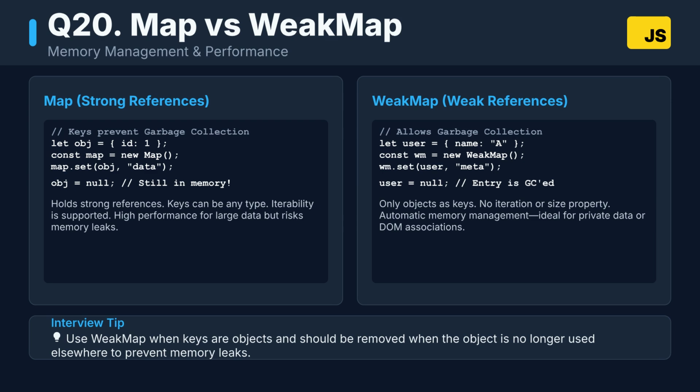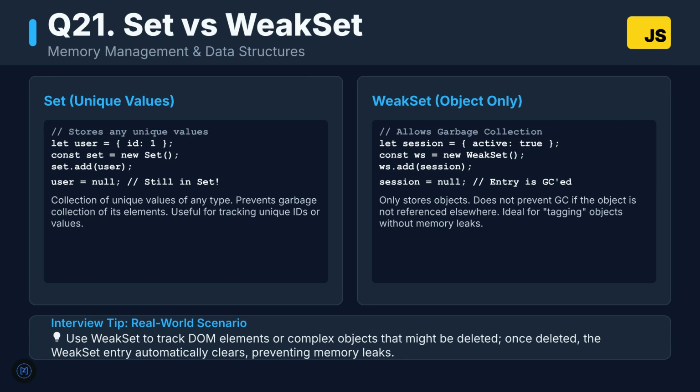Question 20. Map versus WeakMap. Map holds strong references, whereas WeakMap holds weak references, allowing for better garbage collection when keys are no longer needed elsewhere in your app. Question 21. Set versus WeakSet. Similarly, a set stores unique values of any type, while a WeakSet stores only objects. Using WeakSet is a great strategy for preventing memory leaks when tagging objects.